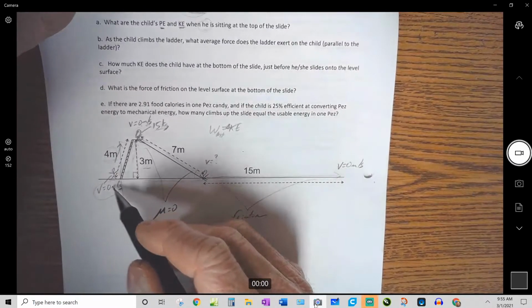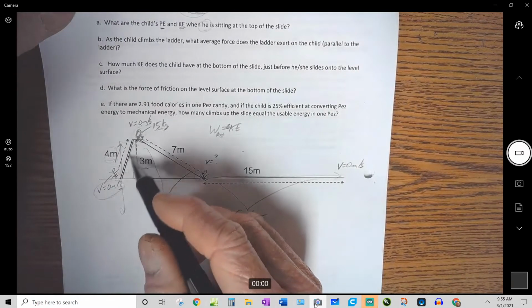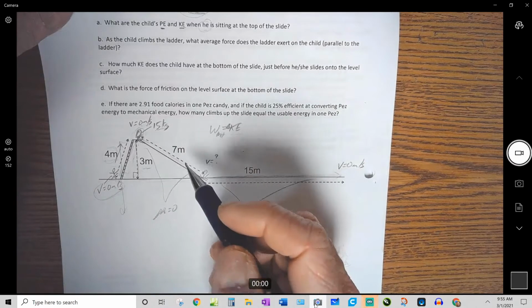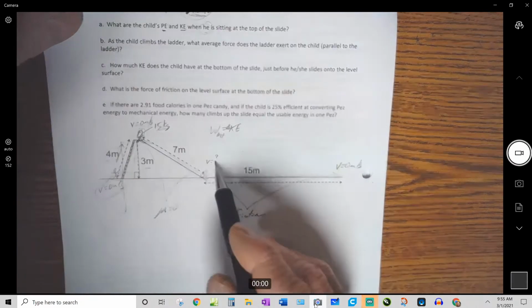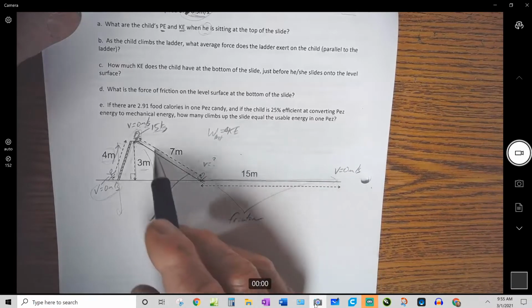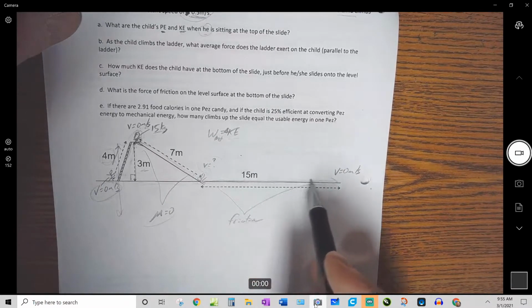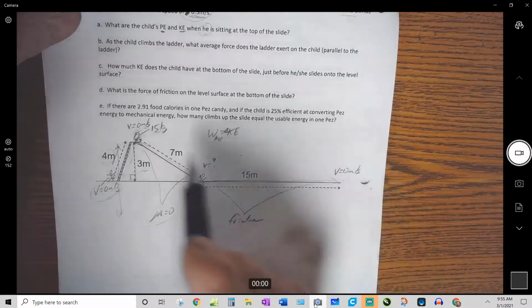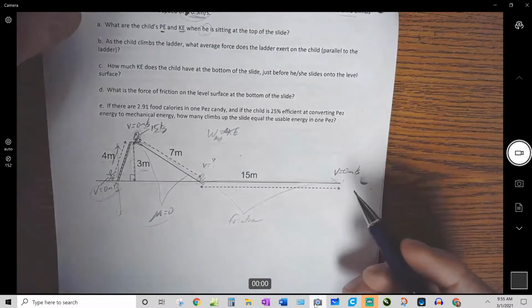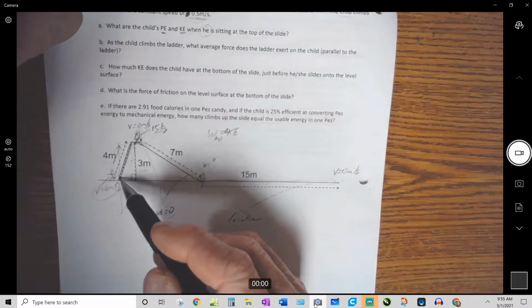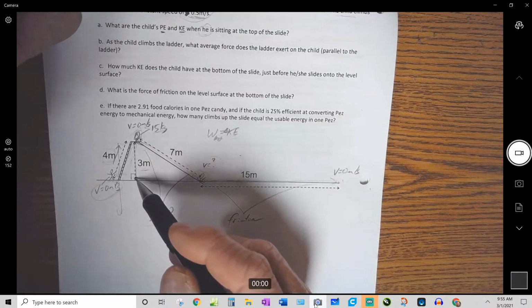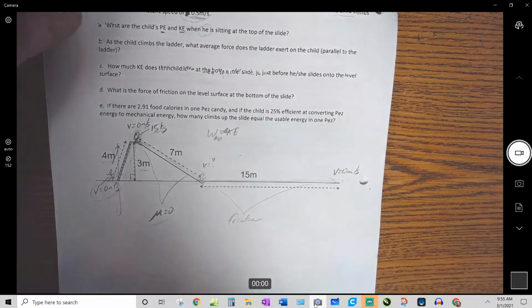Alright. Here's the child. 0 meters per second. Climbs up the ladder. 0 meters per second. Slides down the ladder. Comes to some velocity. We don't know what. There's no friction here. Mu is 0. Then there's friction here. The child comes to a stop. So not moving here, not moving there, not moving there. This is the length of the ladder. This is the height. This is the length of the slide.